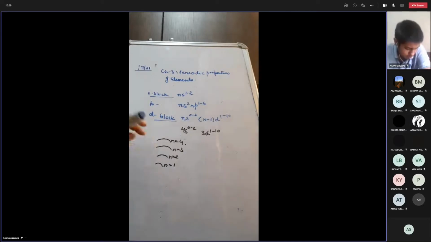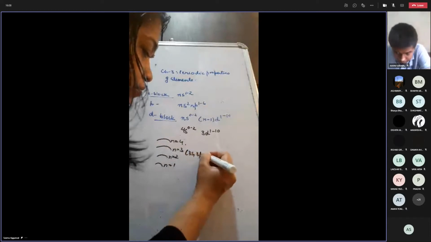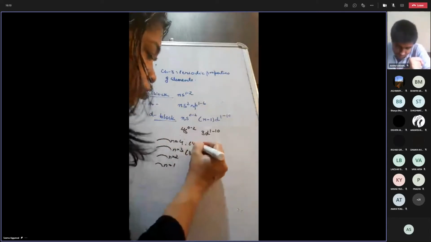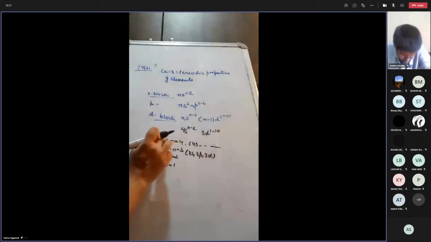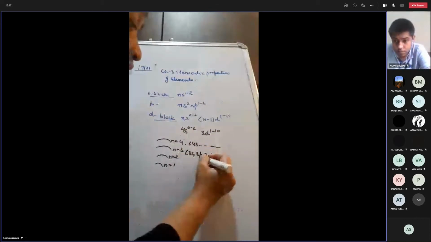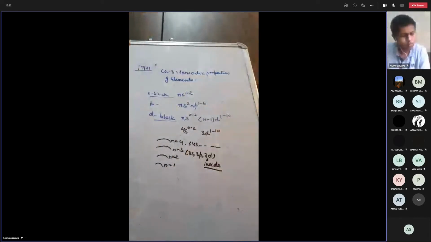Why? Beta, by the Aufbau principle, electrons are filled in the order of increasing energy. When n is equal to 3 we have 3s, 3p and 3d; n equal to 4 means 4s and so on. So 3d is inside, and n equal to 4 is outside. The energy of 3d is more, but which is outside? 4s. Is the point clear? Yes, ma'am. So the valence shell will be 4s.